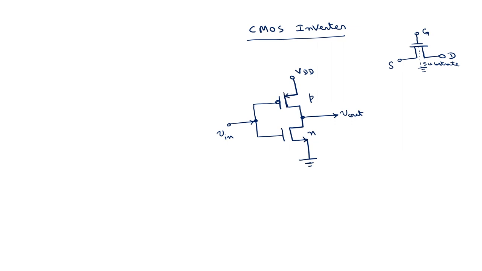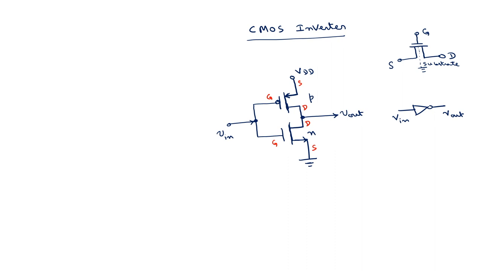In P channel, the current direction will be inside this arrow and here outside. So this is the gate of P channel, this is the gate of N channel, this is the source of P channel, this is the source of N channel, this is the drain of P channel, this is the drain of N channel. Now we will see the operation of this CMOS inverter. This is basically an inverter with Vin as input and Vout as output.